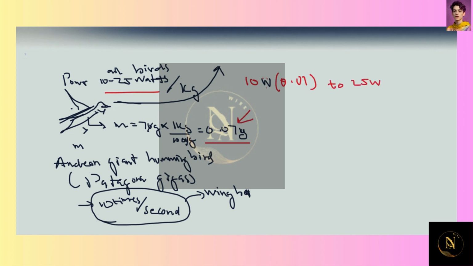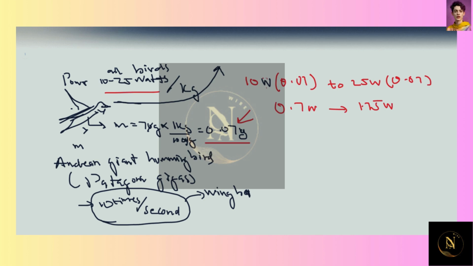25 watts times 0.07. So what's happening here is, remember, we have an Indian giant hummingbird, and a typical bird, any kind of bird, has a wing power of 10 to 25 watts. So if you bring in the weight, we can get the fraction of the power based on the size of the bird. This becomes 0.7 watts all the way up until 1.75 watts.